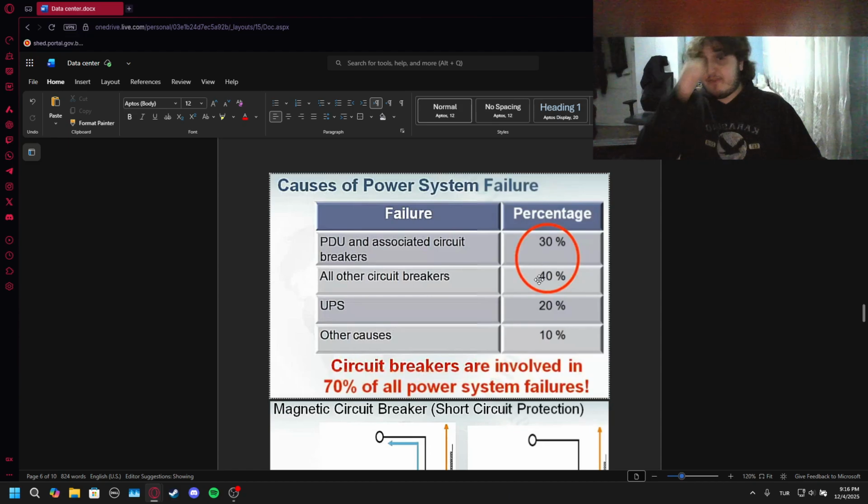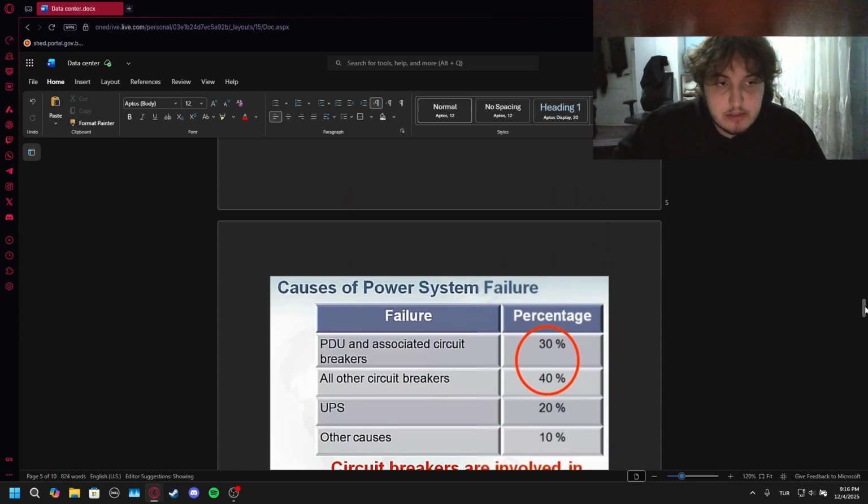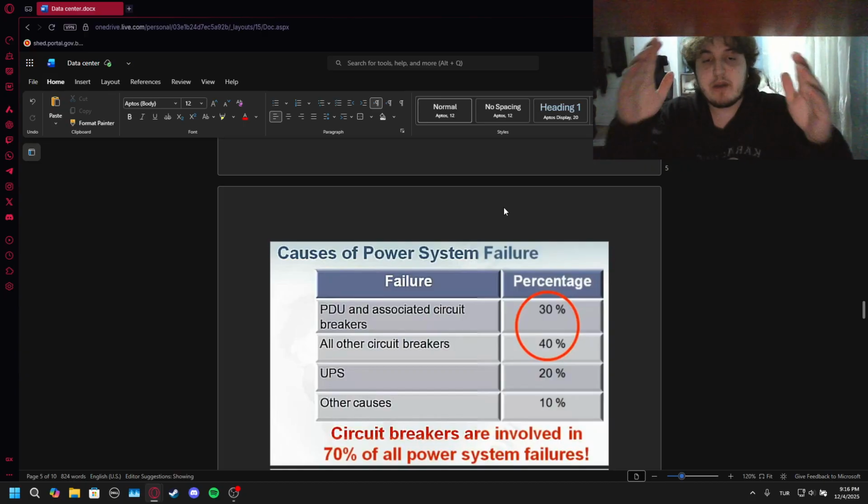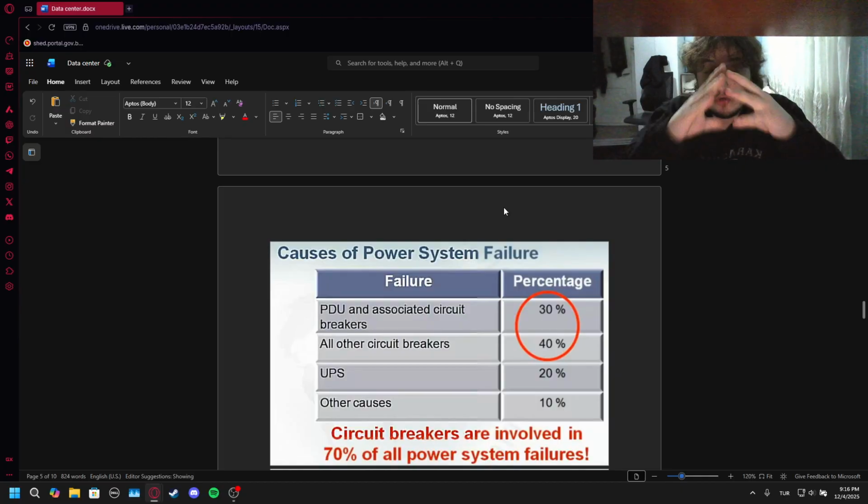Causes of power system failure. Well, let me do it like this. PDU and associated circuit breakers, 30%. All other circuit breakers, 40%. UPS and other causes, 30%. As you can see here, circuit breakers are 70% of all power system failures. This is a huge margin.